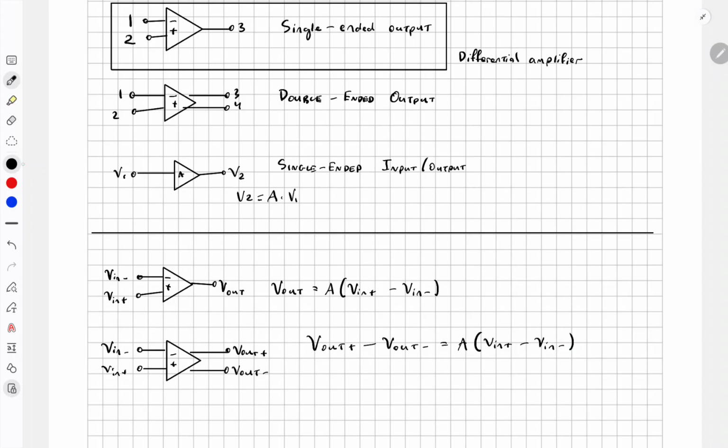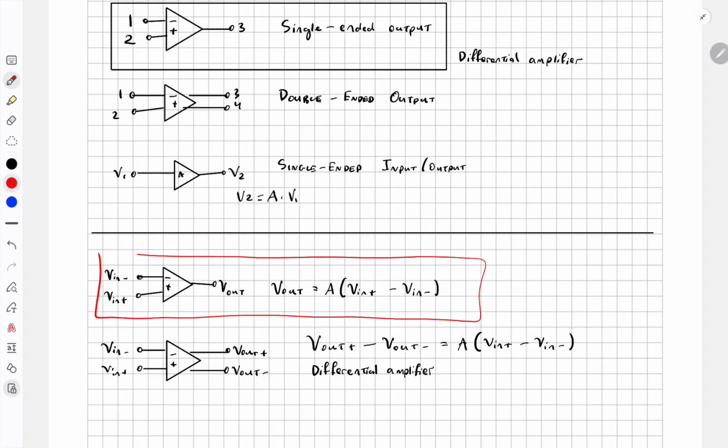Now, notice that the plus and minus are flipped on the input and output, and that's because there is a name for this kind of double-ended output amplifier. Again, we call it differential amplifier. And one of the famous things that a differential amplifier does is it inverts the output, so it's flipped. But this is a very advanced topic that we'll study much later. So for this course, we're only interested in studying this single-ended output.